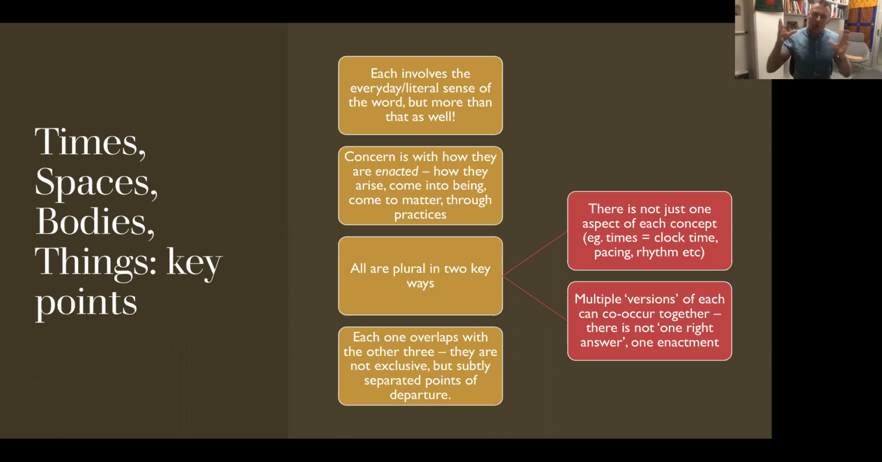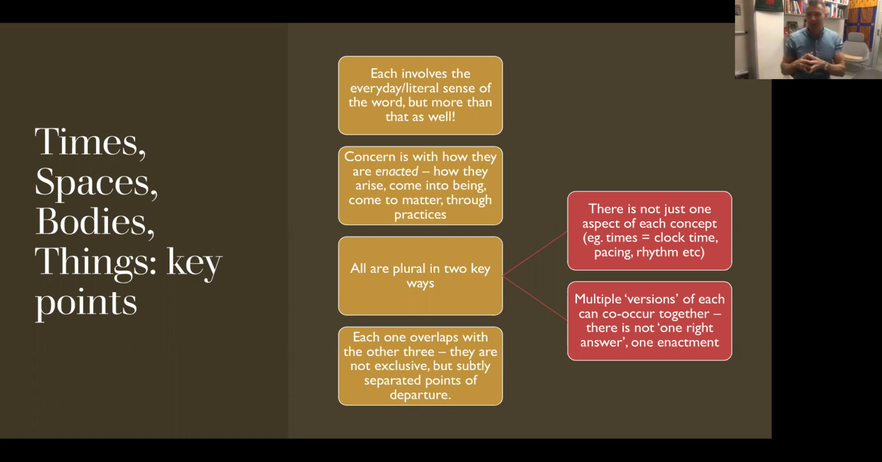All of these things, I use the word in plural form, and that's to signal two things. One is that there's not just one version of each concept. Like in times, I don't just mean clock time or pacing or rhythm or other things like that. There are lots of different notions of time and temporality that come up when we're understanding practices. The same with spaces, bodies, and things. But there are also multiple versions of these that can co-occur together.